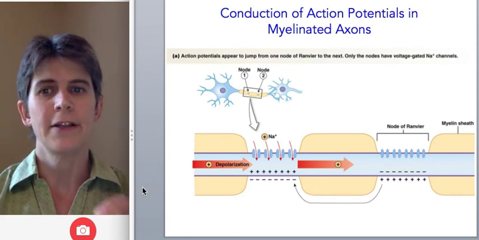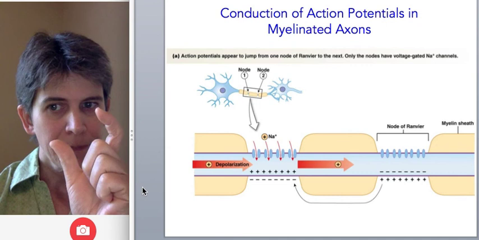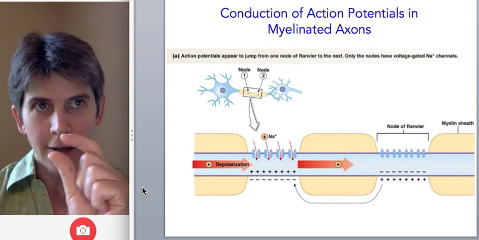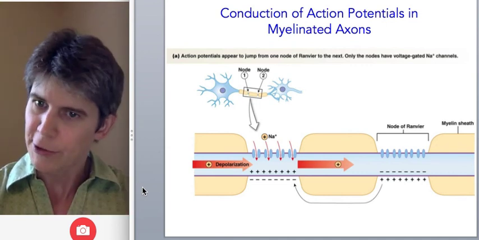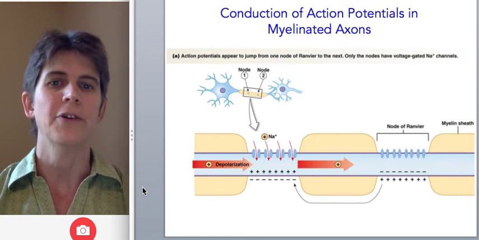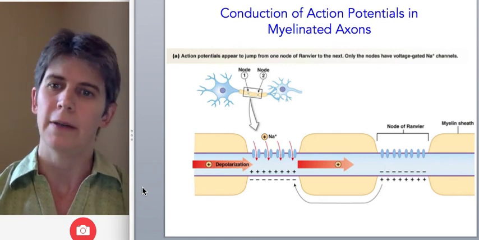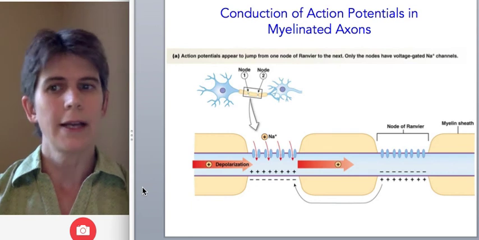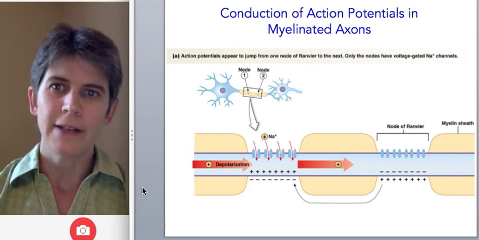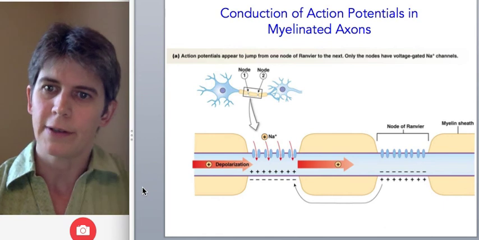But the benefit is you only have a relatively few action potentials spread out over your long axon, so the speed can be much faster than that in an unmyelinated axon. Okay, I hope that made sense, and if not, feel free to ask me questions about it.